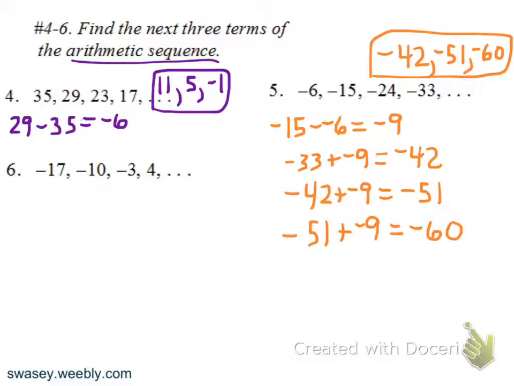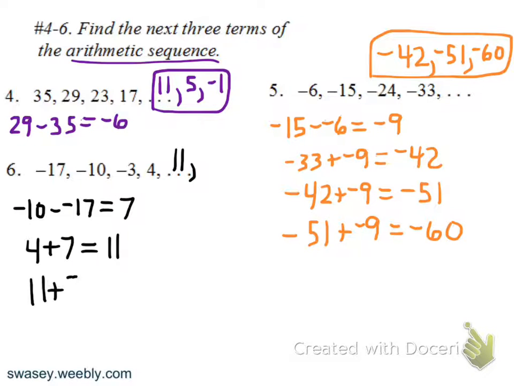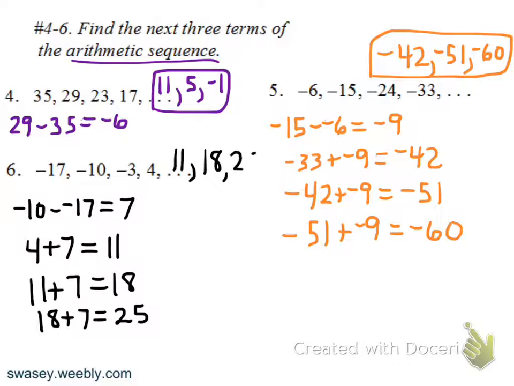Number 6, take the second term, subtract the first. We get positive 7. And we'll just add 7 3 times. So 4 plus 7 gives us 11 for our next term. 11 plus 7 gives us 18. 18 plus 7 gives us 25. So our next three terms are 11, 18, 25.